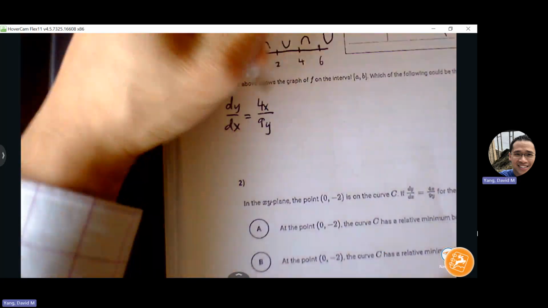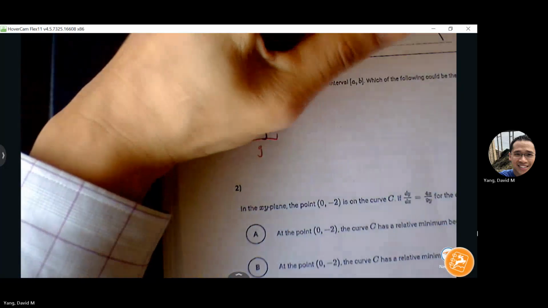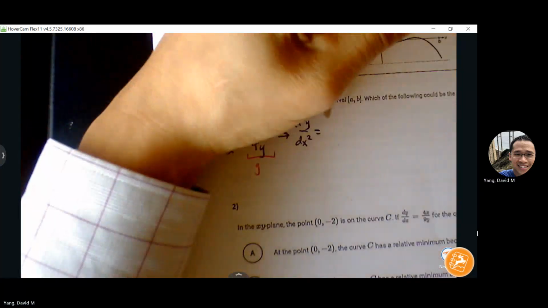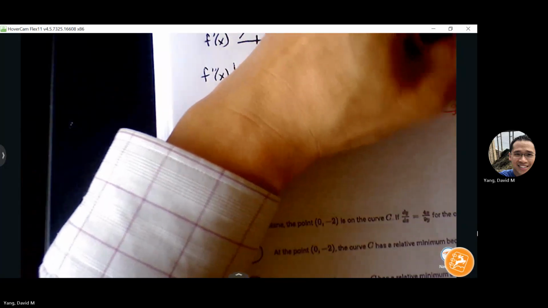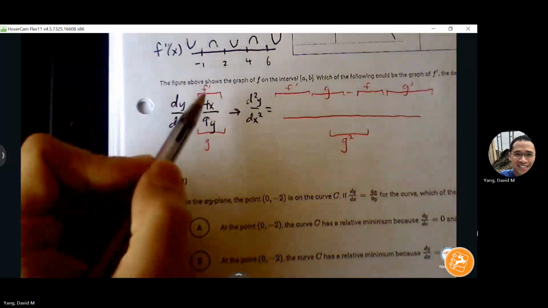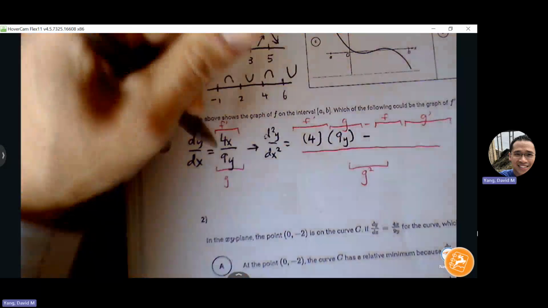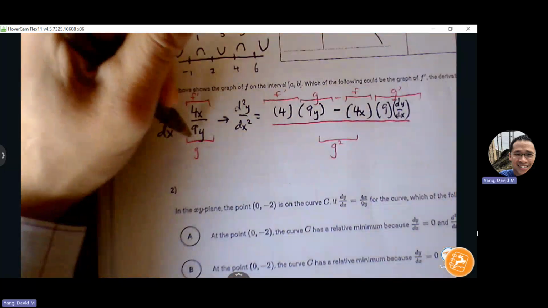Okay, so to find the second derivative, we have to go through quotient rule for the next derivative down. d2y over dx2 is the notation for a second derivative. So I'm going to go through a quotient rule here. f prime, f is 4x, so it becomes 4. The g function doesn't change. Back to f and g prime. So what does 9y become? We get 9 dy/dx, all over my denominator squared.